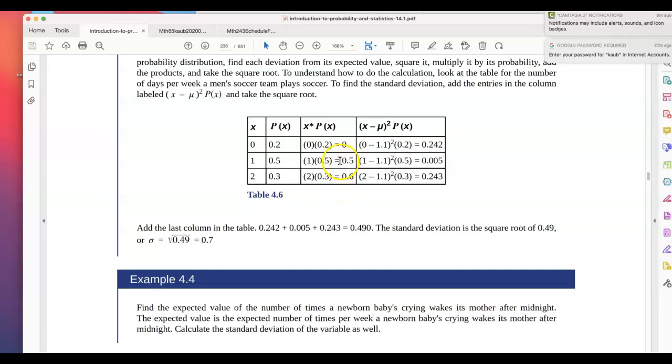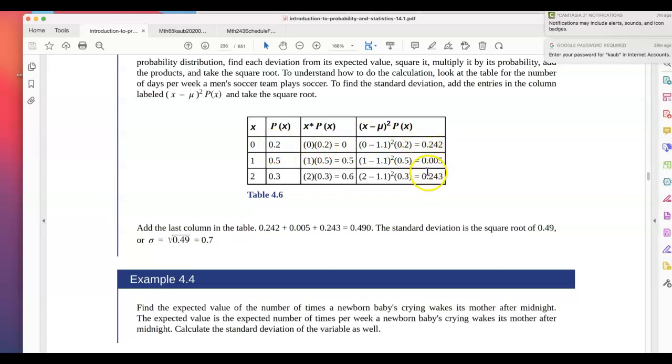Okay, now taking that number, 0, minus the mean, well, if we add these three numbers up, we get 1.1, and that's what happens right here. That's why they have 1.1 here. Take x minus the mean, square it, and multiply it by this probability here, and you get a value.